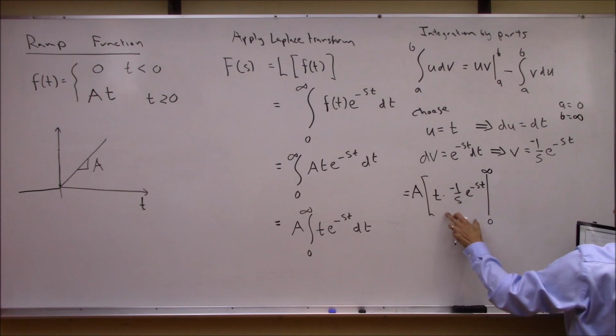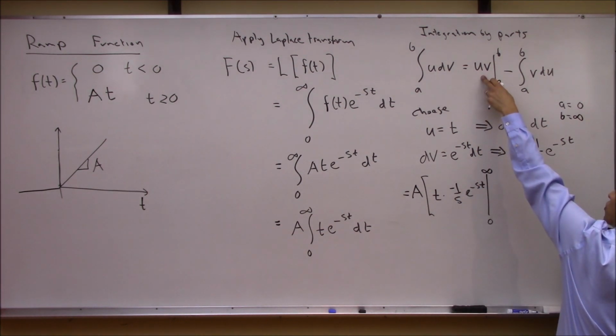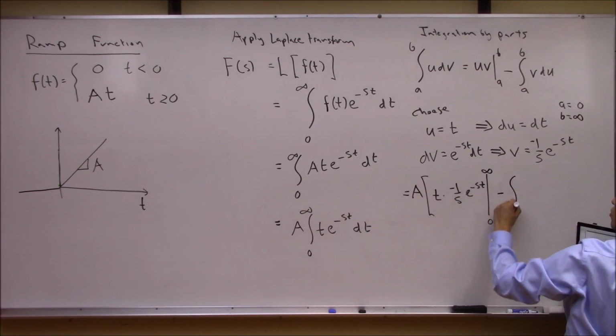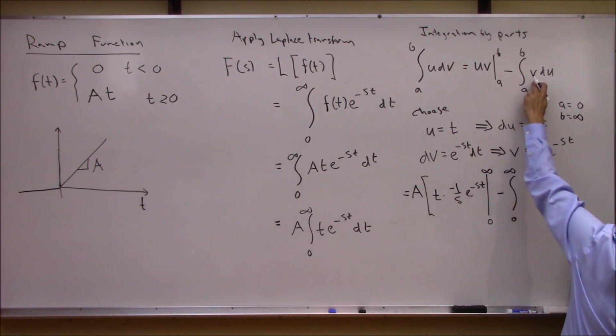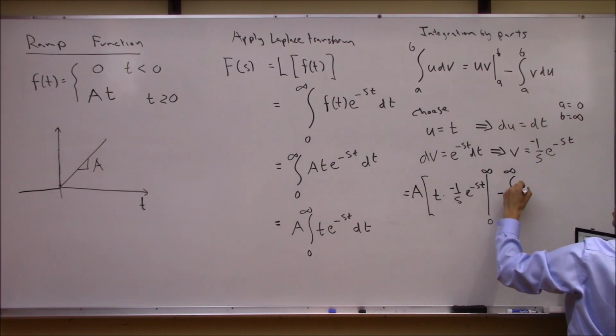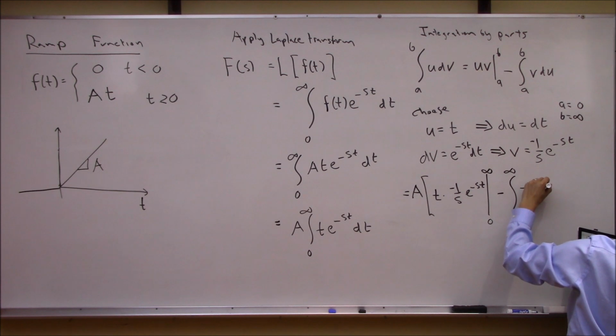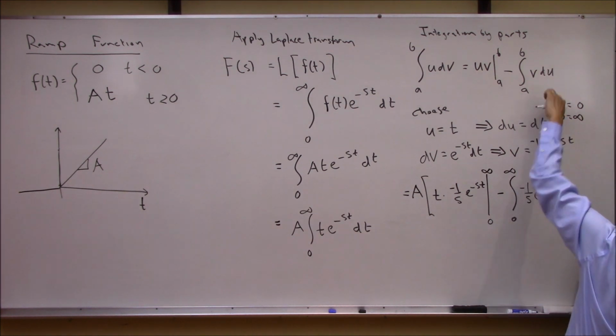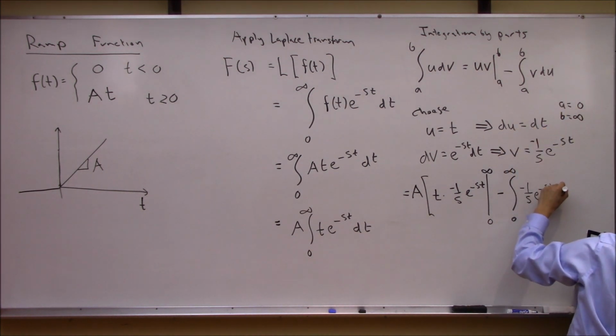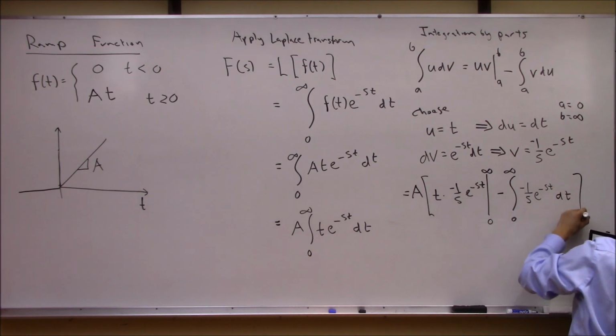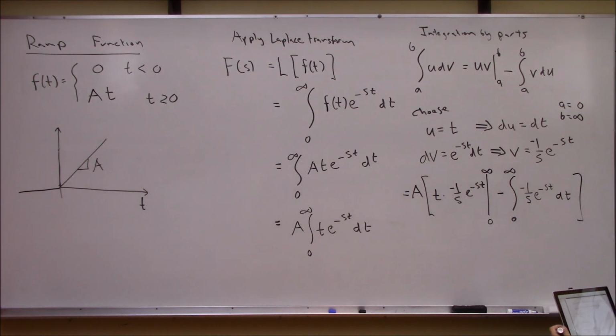Sorry, I got a little sidetracked. That was this first term here. Now minus the integral from 0 to infinity of v. Where's v? Here it is, minus 1 over s e to the minus st, times du, which is right here, just dt. There we go. That's how we rewrote this thing using integration by parts.